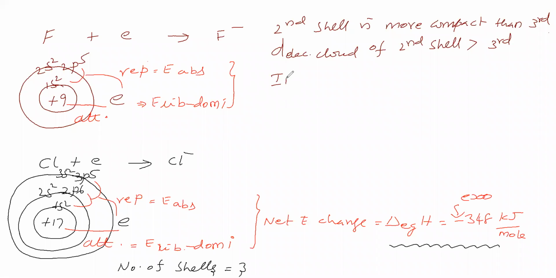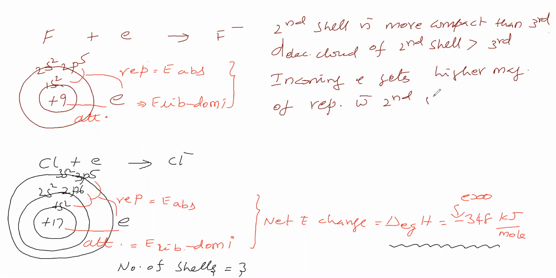Now, the incoming electron gets a higher magnitude of repulsion with the second shell in fluorine than that in chlorine. Okay, so what we are saying means the second shell is more compact than the third shell.